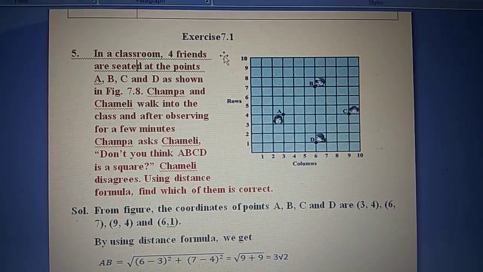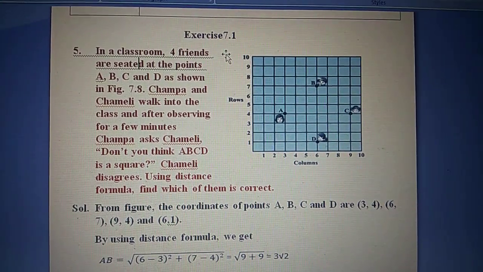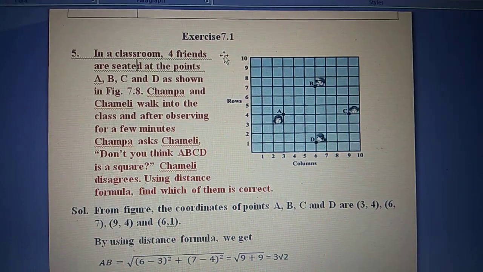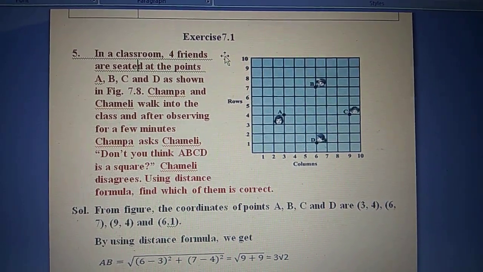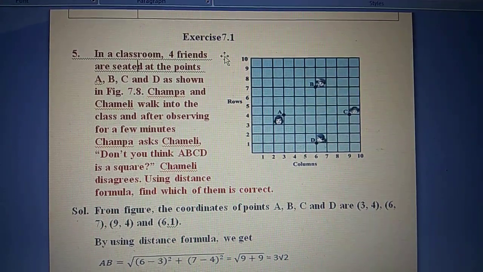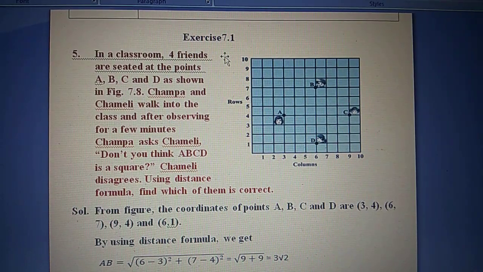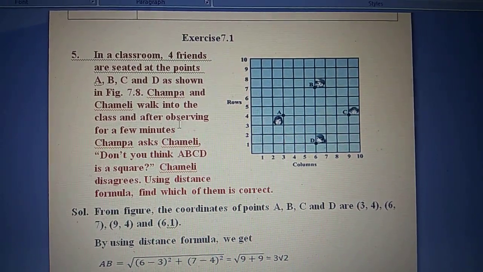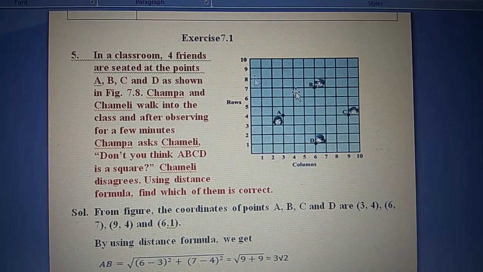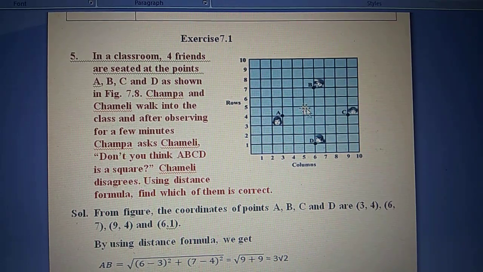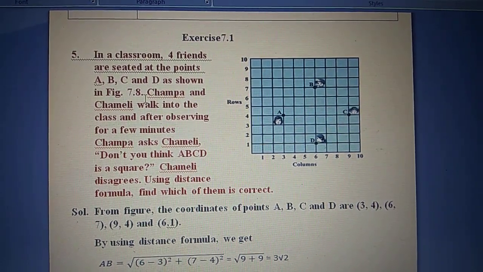So in this video we will discuss the remaining questions of exercise 7.1 that we left behind in the previous video. First of all, let us start with question number 5. In question number 5, there is a classroom in which 4 friends are seated at the positions A, B, C, D as you are seeing in the diagram.